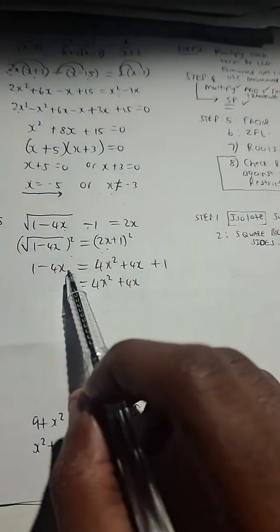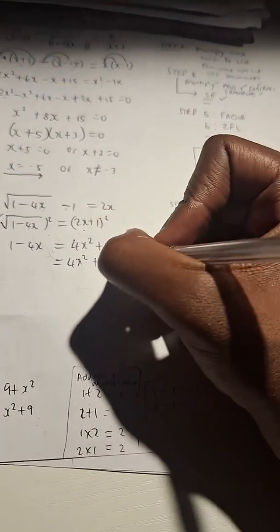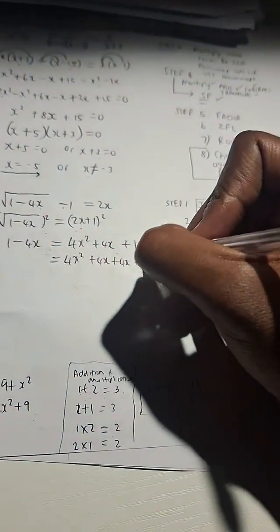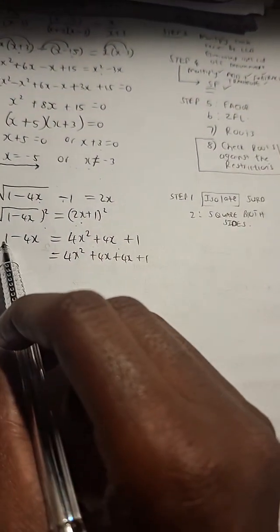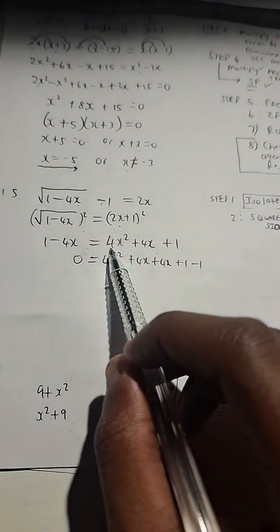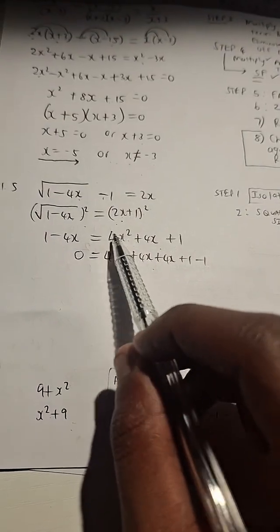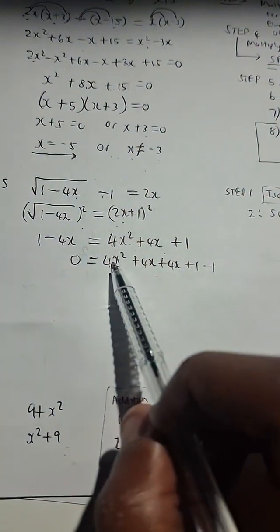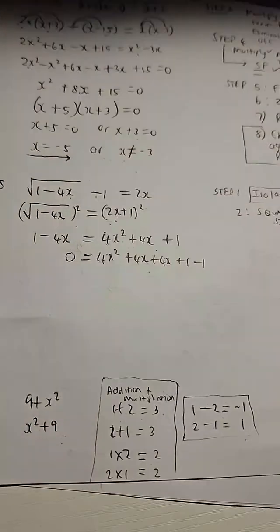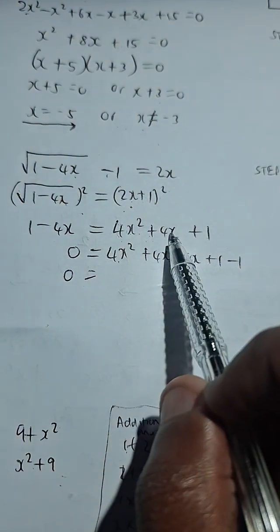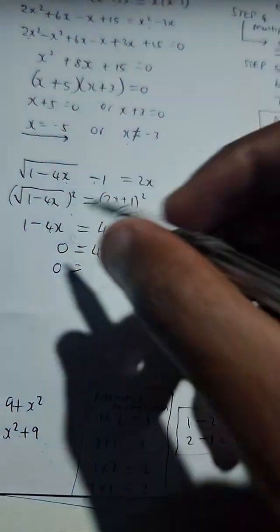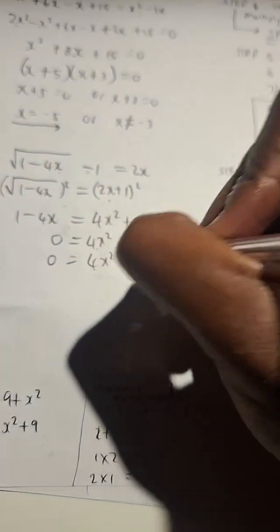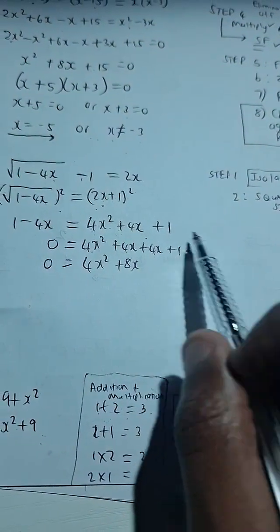So we have 4x squared plus 4x plus 1. I take negative 4x, it crosses over and becomes positive 4x. I take the 1 over, it becomes minus 1, and I leave the 0 on that side. I'm transposing to this side because I can see the coefficient of x squared is already positive, so I don't waste time with all of that. Negative 4x became positive 4x, so now we have 4x squared plus 8x. What's 1 minus 1? That gives us 0.